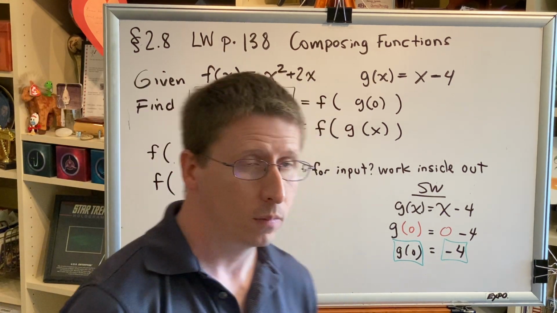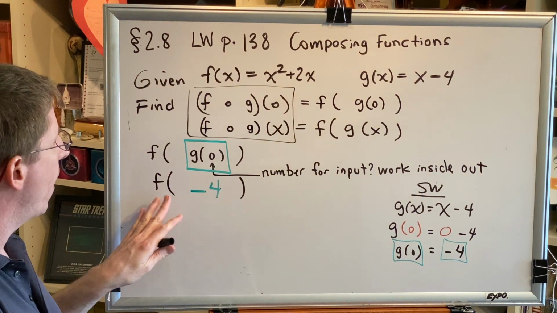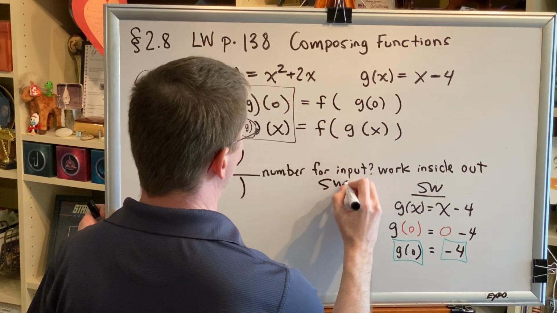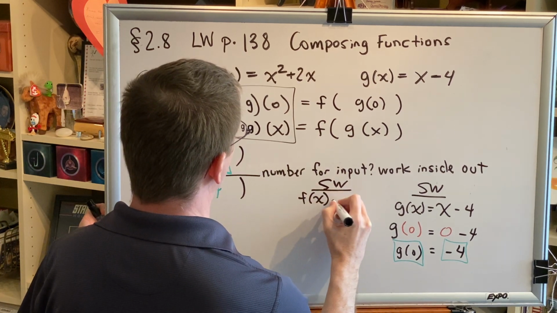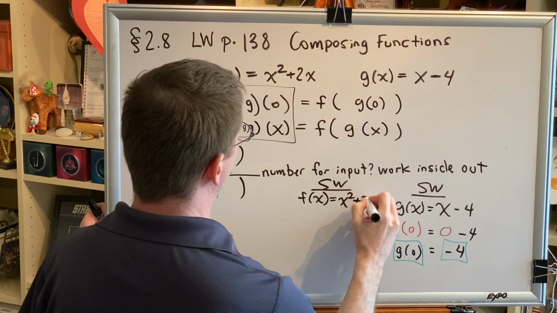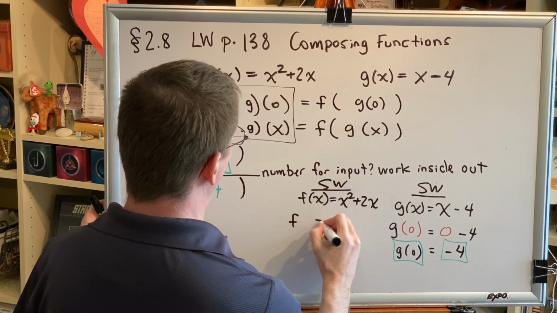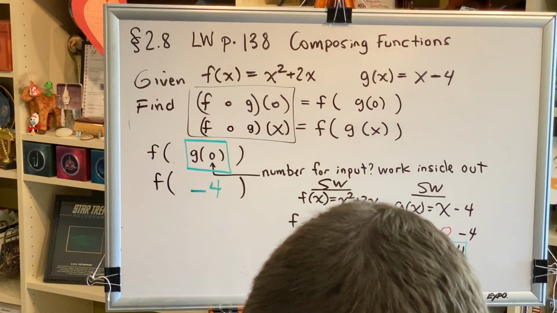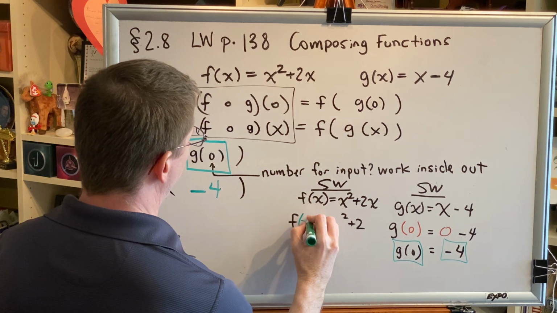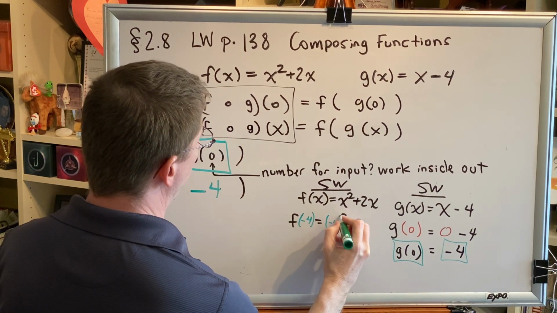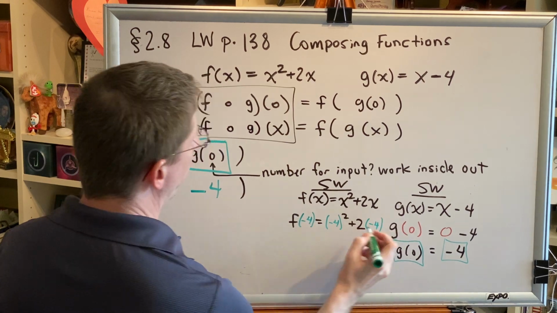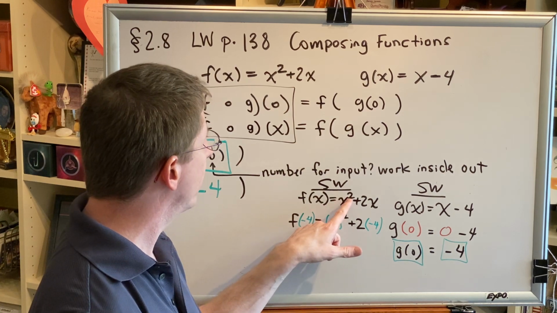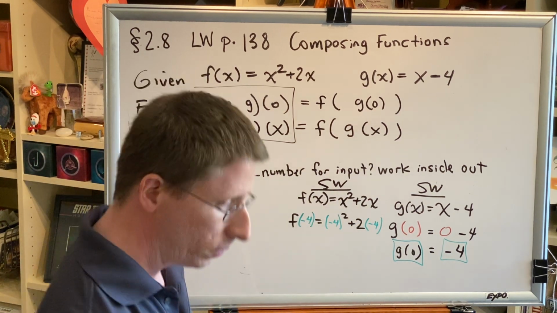We're halfway done with the problem. Now we're going to continue and find what is f of negative 4. Very similar skill. Again, in our side workspace, we know that f of x is equal to x squared plus 2x. So therefore, f of negative 4 would be negative 4 squared plus 2 times negative 4. Notice that both of these negative 4's are in parentheses. This is because this x has an exponent and this x has a multiplier.